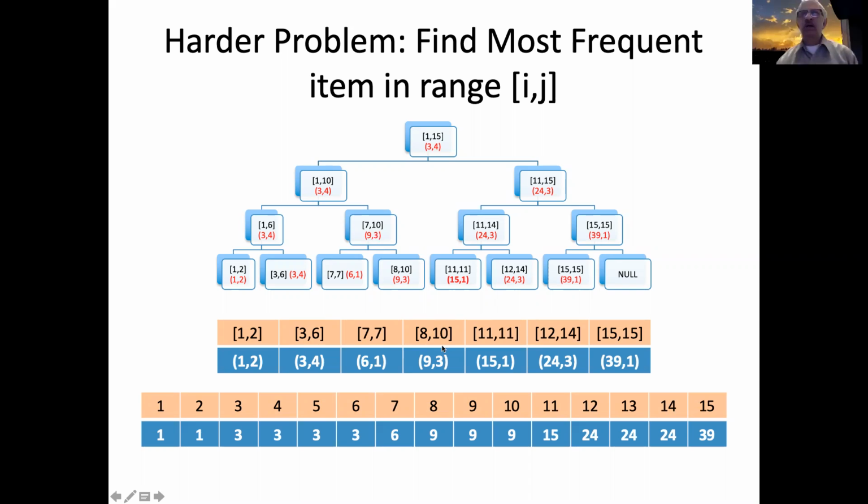Let's do something slightly harder. Let's go from 7 through 14. When we do 7 through 14, we know that it's not in the left subtree, it's not in the right subtree, it's partly here, partly here. So we've got to break it down to 7 through 10 and 11 through 14. And then 7 through 10 will bring us here, 11 through 14 will bring us here. Then these two answers we would compare. 9 has a frequency of 3, 24 has a frequency of 3. Since they are both equal, we'll just report one of them. Okay. The harder part is if we are inside one of these groups.